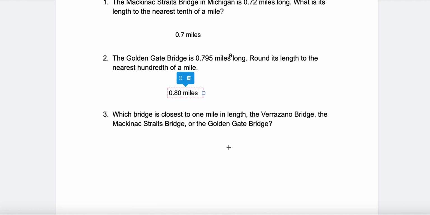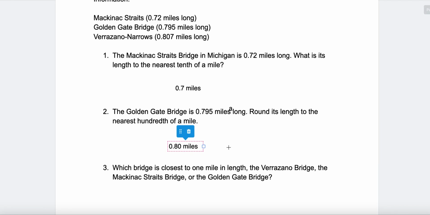Next, which bridge is closest to 1 mile in length? The Verrazano Bridge, the Mackinac Straits Bridge, or the Golden Gate Bridge? So they're all decimals and they're all less than 1, so you just have to find the greatest, longest bridge, which will be the Verrazano Narrows. That will be the answer, because it is 0.807 miles long and the others are less than that.